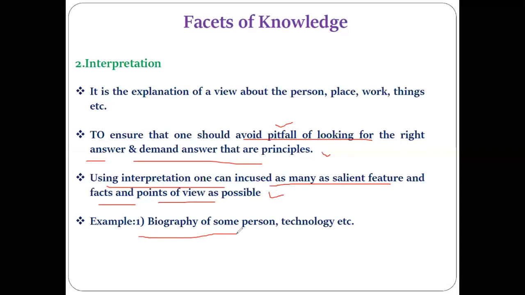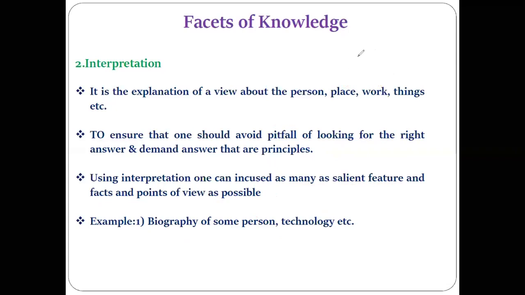So interpretation knowledge can be a biography of some person. Interpretation knowledge can be a biography of some technology. It can be a biography of some work, place, etc. Understood the second facet of knowledge? Yes, sir. Okay.